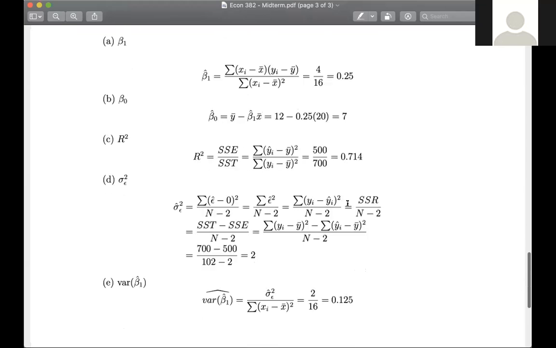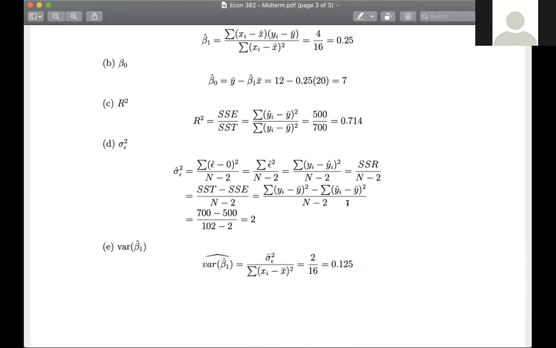Do we lose points for not putting the hat? I'm sorry? Do we lose points for not putting the hat? I would deduct some points because I think it's important to know what's different between the population parameter and the estimated parameter in terms of notation. It's very hard to write those notations. So I agree with Uni, but it's not going to be a point change that's going to change your grade. Does that make sense? Okay.